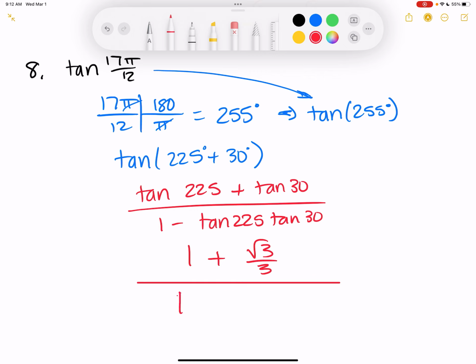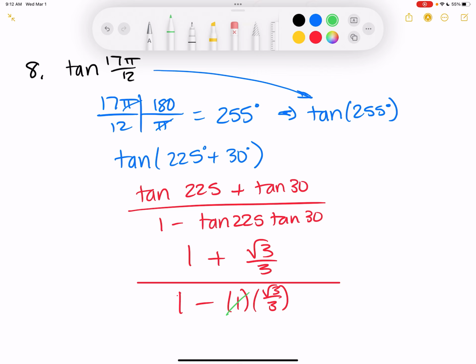Then we have on the bottom 1 minus, and then that's going to be 1 times square root of 3 over 3. So what you need to do, obviously this one's going to go away, so I'm just going to scratch it out so I don't have to worry about it. I need to get a common denominator on the top and a common denominator on the bottom so that I can combine this stuff into 1 on top and 1 on bottom.